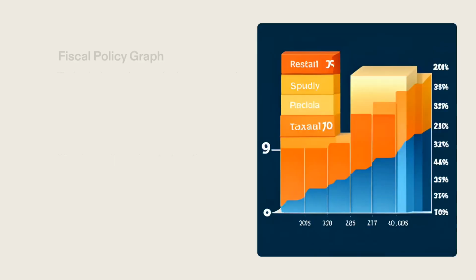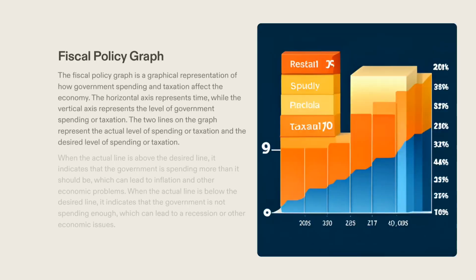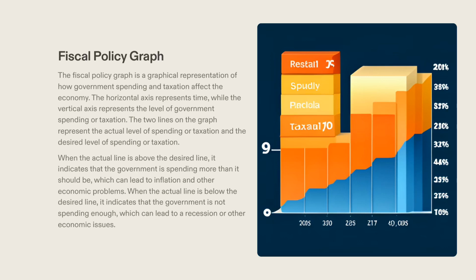A fiscal policy graph is an effective way of comprehending the economic repercussions of government spending and taxation. This graph exhibits how these two factors affect the economy throughout time and can give insight into the potential outcomes of policy choices. With this knowledge, businesses and individuals can make better informed decisions with regards to their financial investments.